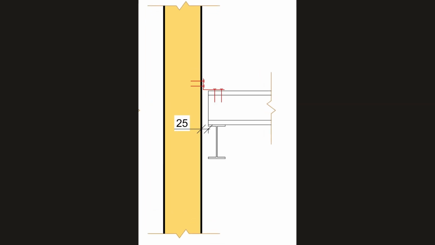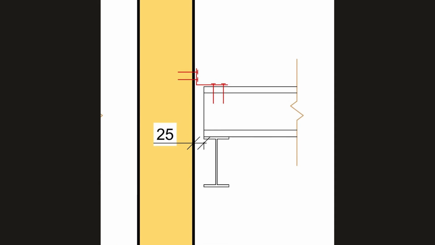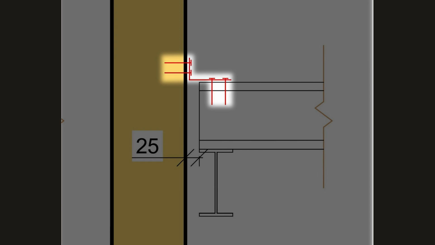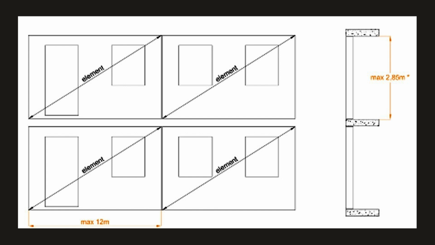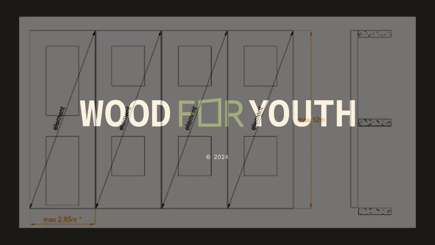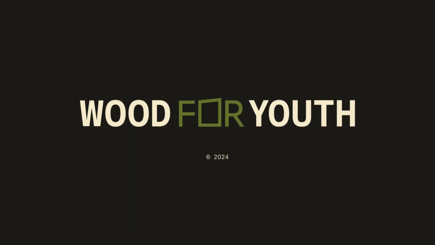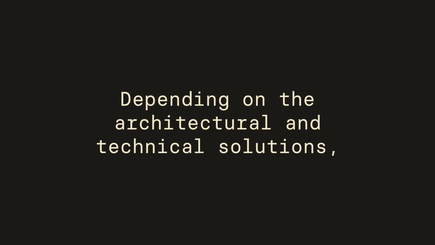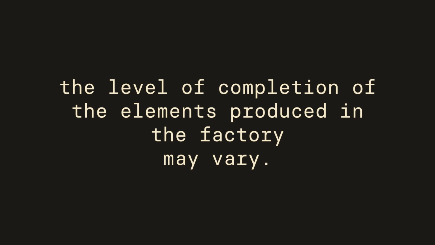A common solution is where the facade elements support each other across several floors. In this case, the facade elements are attached to the intermediate floor with steel angles. Wall elements can be designed to be either 1 story high or span multiple stories. Depending on the architectural and technical solutions, the level of completion of the elements produced in the factory may vary.